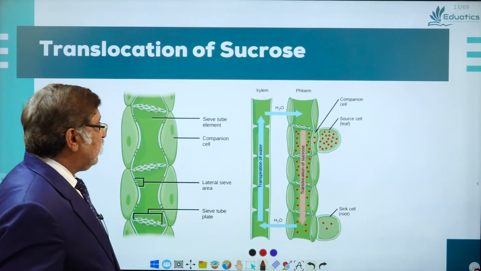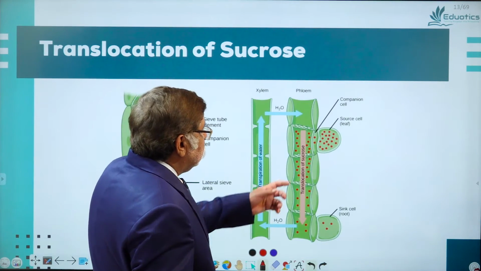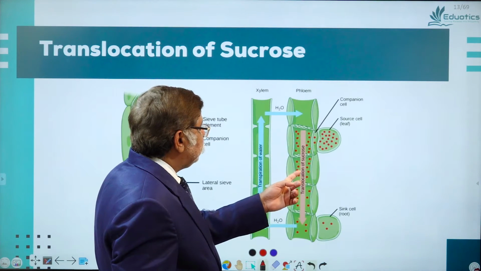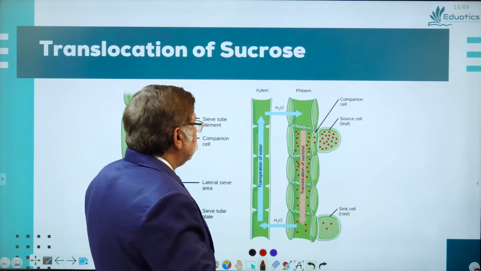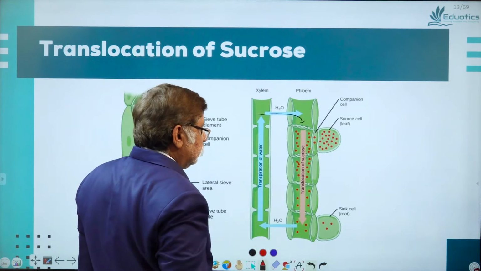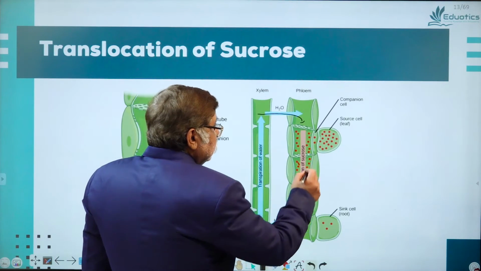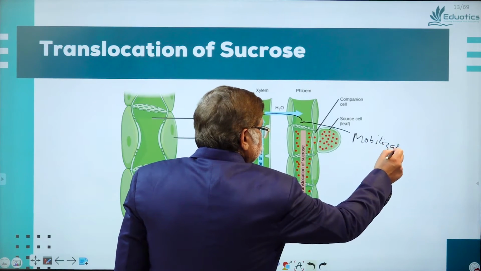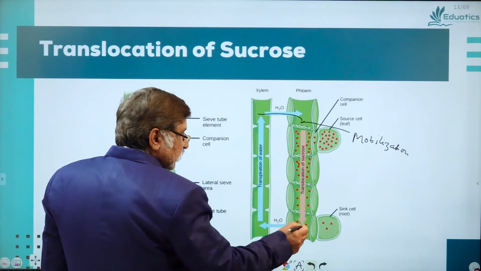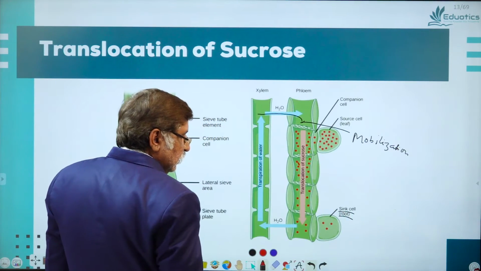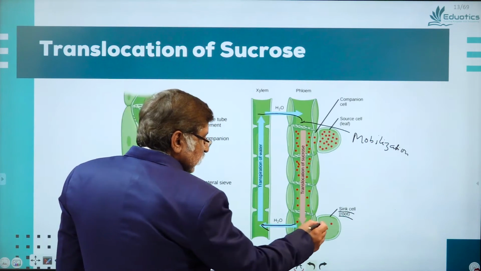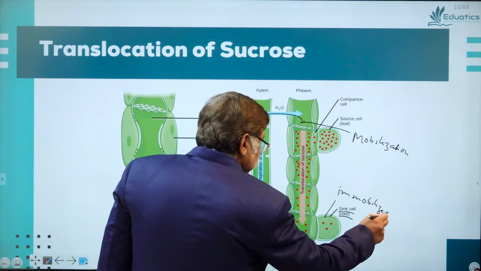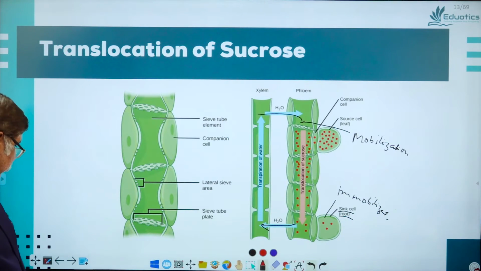This is how the flow chart clearly explains. This is the source: companion cells and sieve tubes get filled with sucrose. Water is drawn from xylem vessels, and this is what I said is mobilization. When it reaches the sink cells, water is again withdrawn and the food is immobilized. This is exactly how things occur.